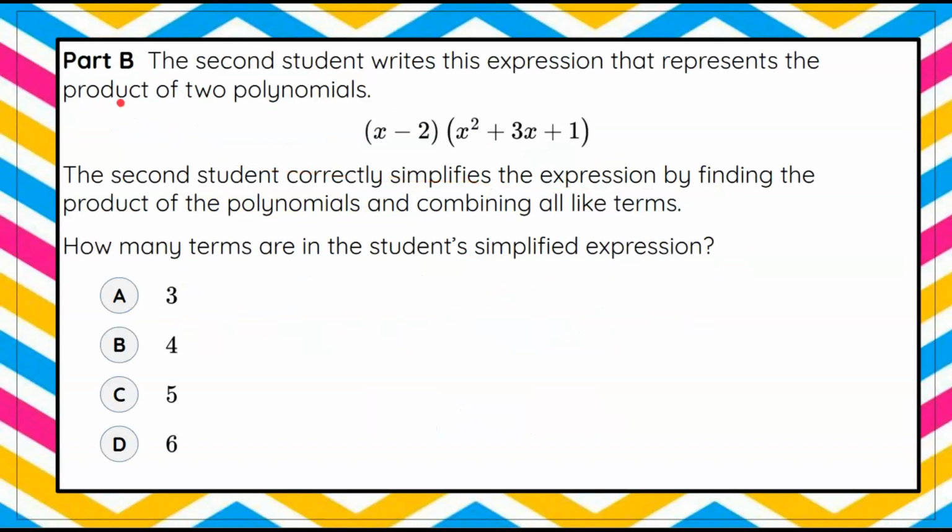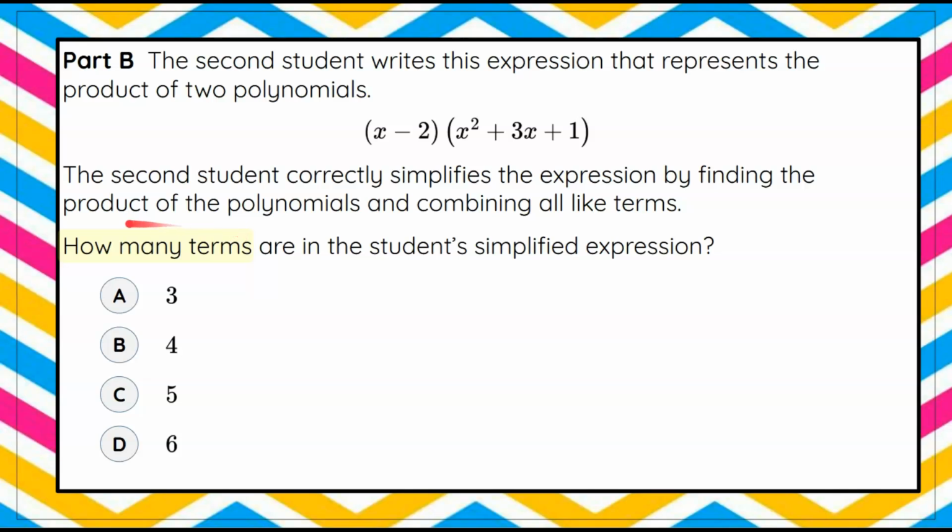All right, let's move on to part B. The second student writes this expression that represents the product of two polynomials, x subtract 2 multiplied by x squared, add 3x, add 1. The second student correctly simplifies the expression by finding the product of the polynomials and combining all like terms. Then we are asked how many terms are in the student's simplified expression, and we're given 4 possible answer choices. Here's where I'd like you to pause, you do your best work, and then come back to see mine. Good luck. Welcome back.